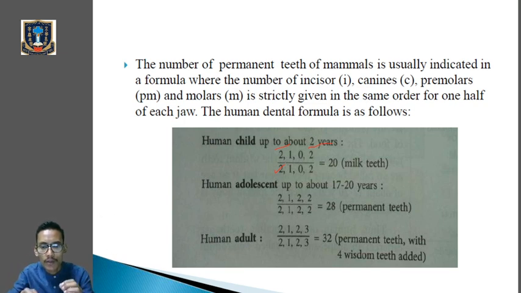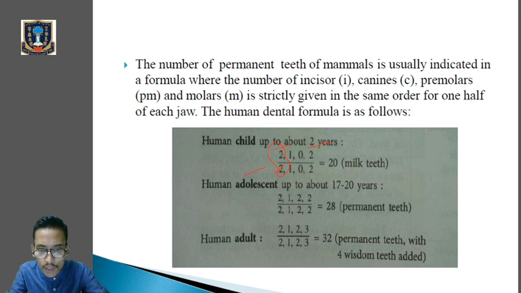So here in the upper part you can see 2102. So 2 means incisor. Clear? 1 means canine, 0 is premolar and 2 means molar. That means in case of a human child up to 2 years, in each half, 1/2 of each jaw, we are finding 2 plus 2 will be 4. So we are finding 4 incisor.